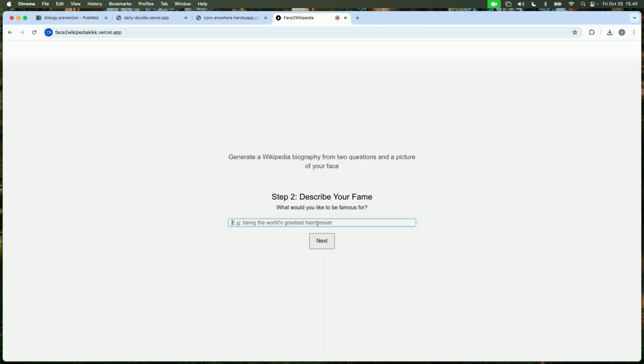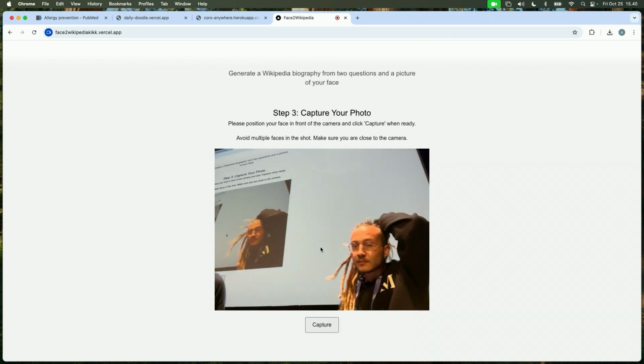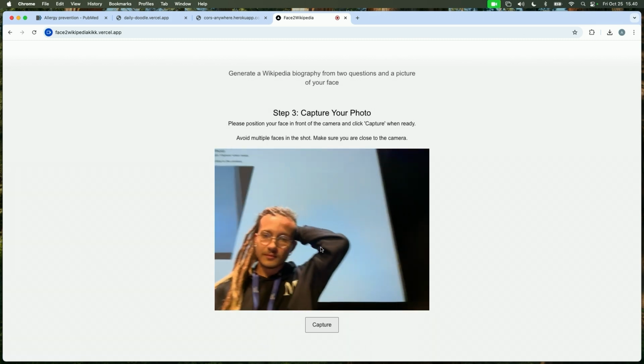Okay, fair enough. Then let's put in, and this is a Danish keyboard, so maybe I write it. Making the worst joke ever. Yeah. Okay, the worst joke ever. Okay, perfect. Then we need a picture of you, and you're very brave because I didn't really tell you how this works.